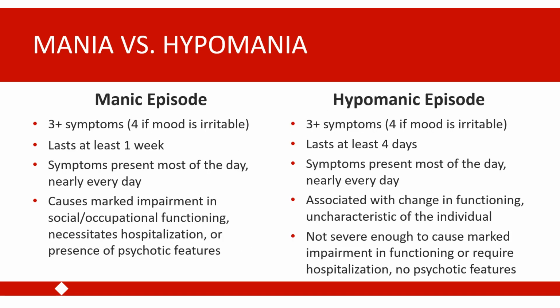So we can see two key differences between episodes of mania and hypomania. The first is duration. The requirement for length for hypomania is shorter than that for mania. You can receive a diagnosis of a hypomanic episode after 4 days, but to meet criteria for a full manic episode, symptoms need to be present for at least a week unless the individual is hospitalized or is experiencing symptoms of psychosis. The other major difference between mania and hypomania is the severity of the symptoms.